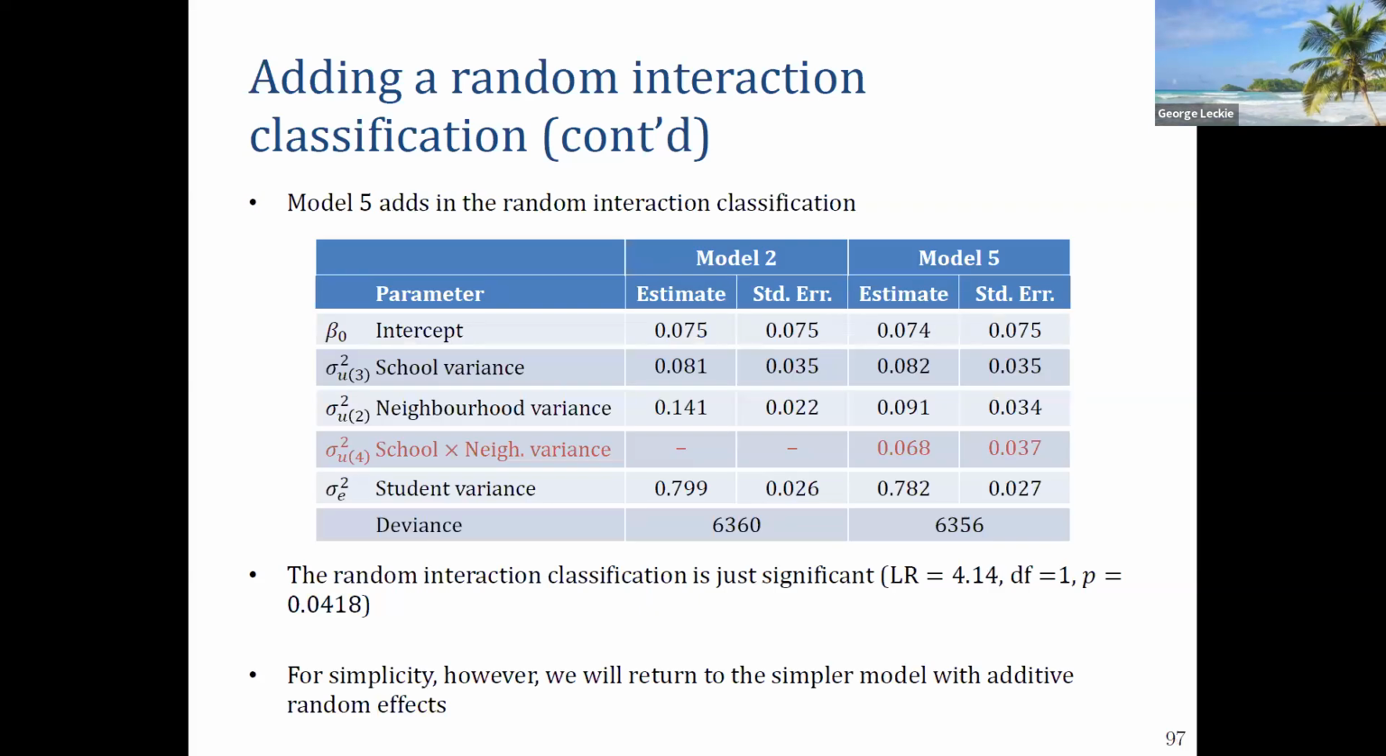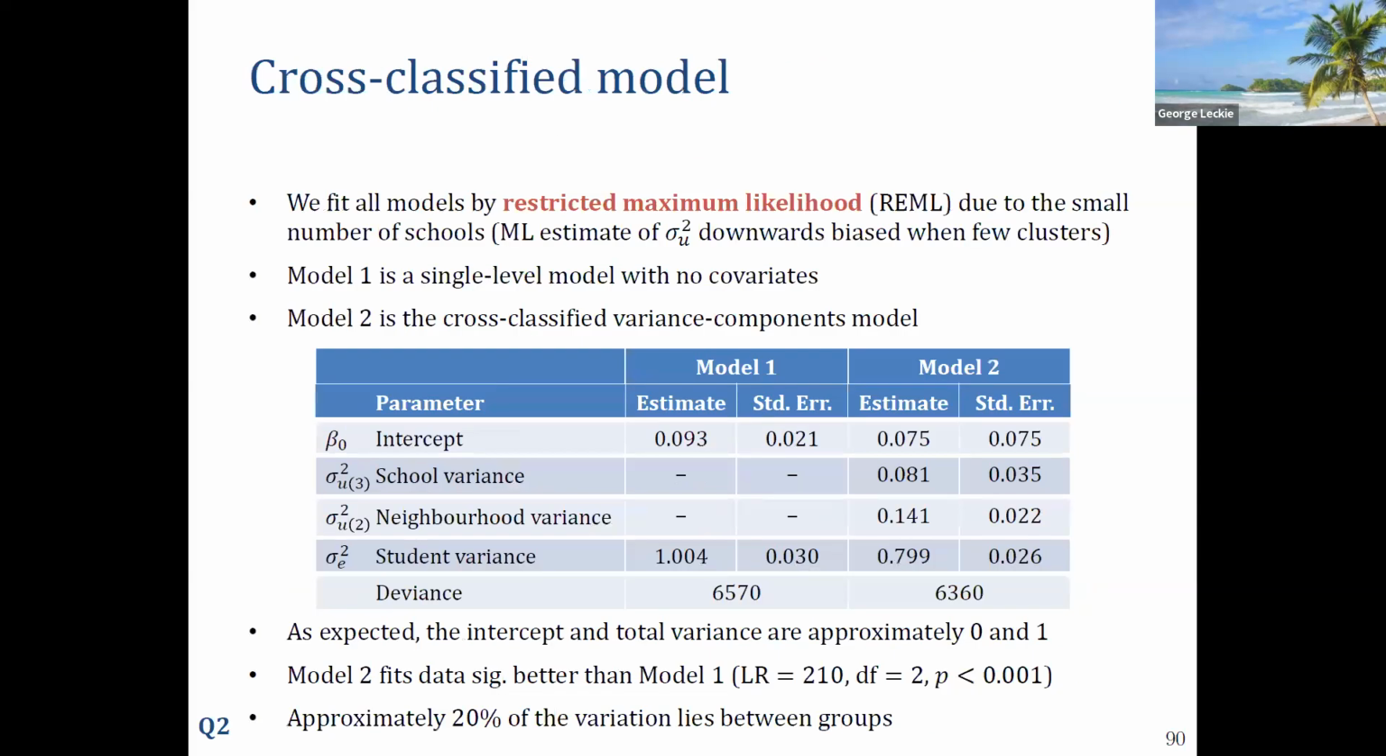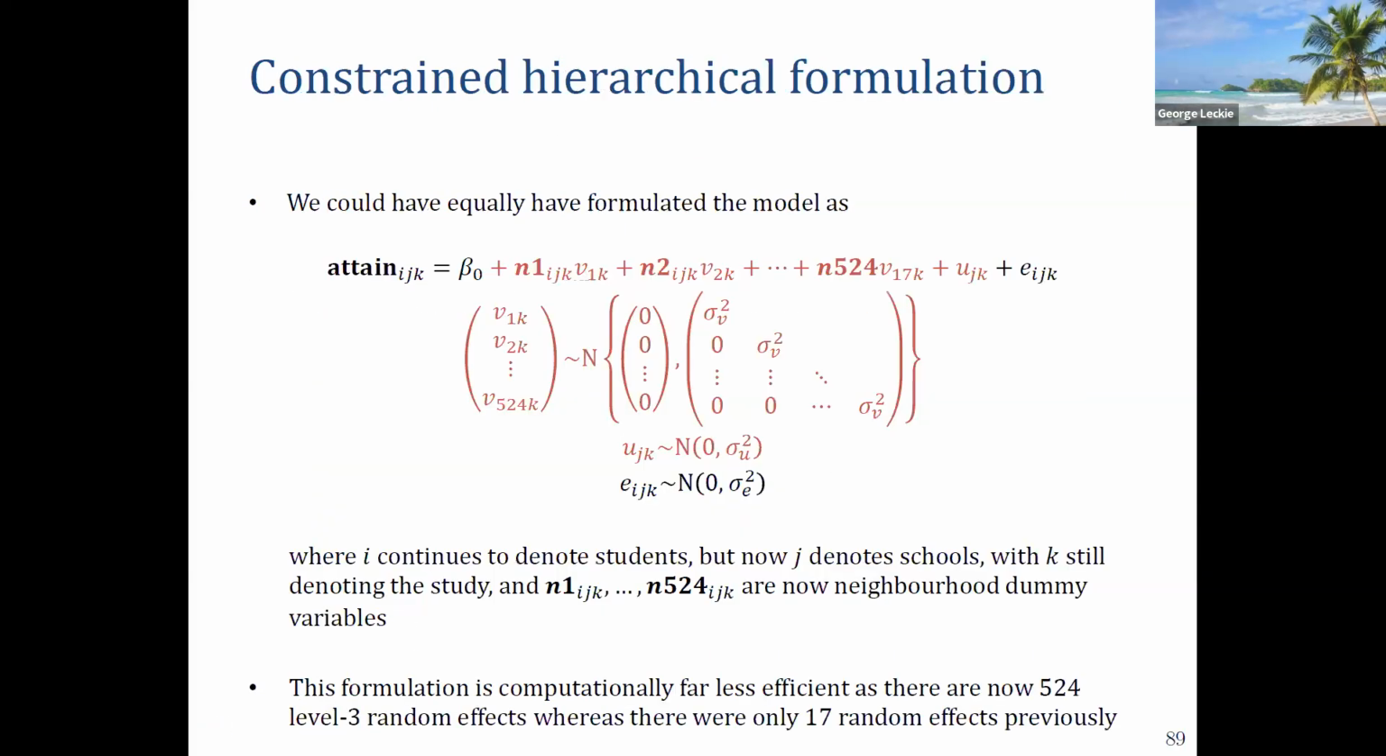And here I've estimated it, and that's model 5. And the nice thing about this is that in Stata, it's really easy to estimate because it's going to come in here. Because we've got IJK, student I in neighbourhood J in Scotland.